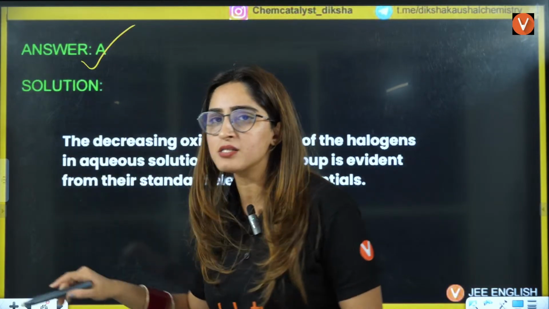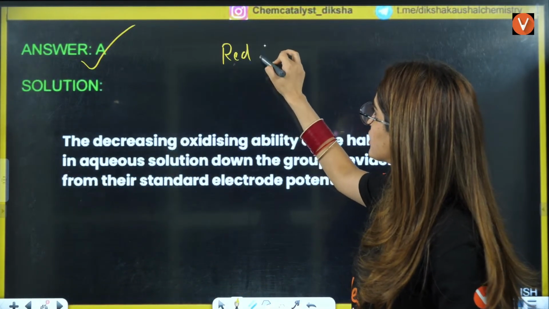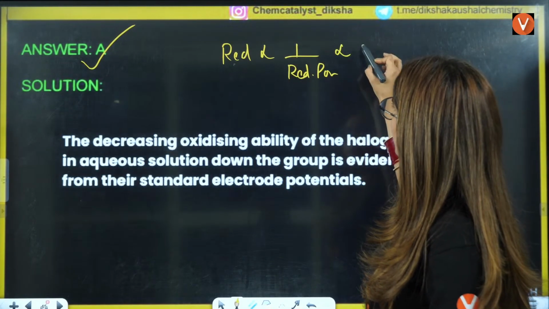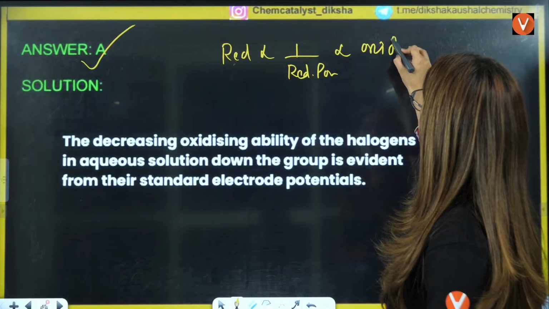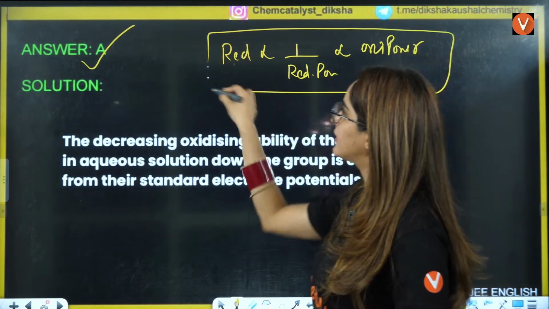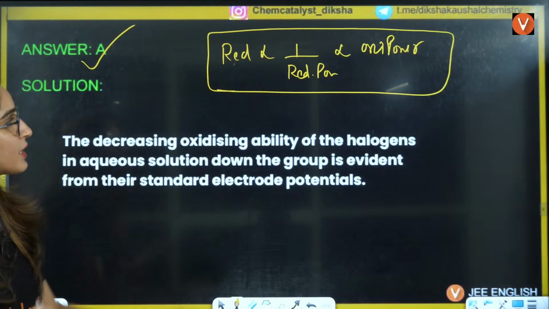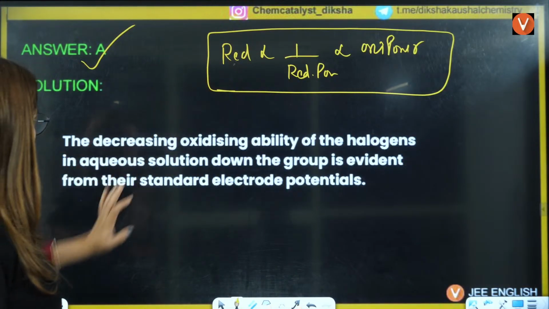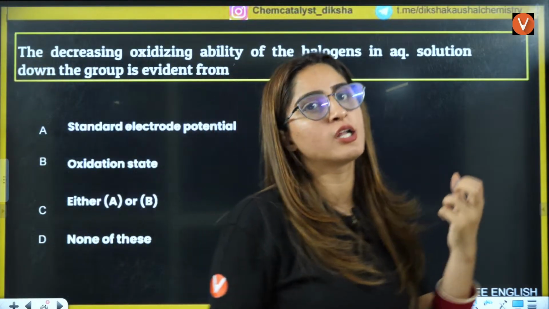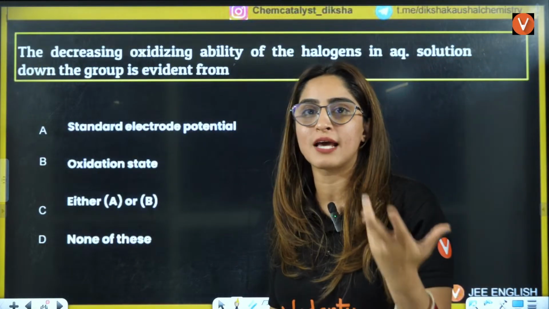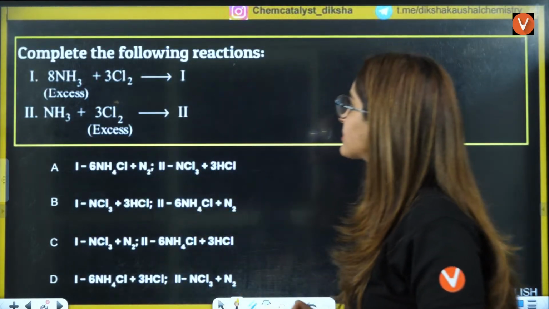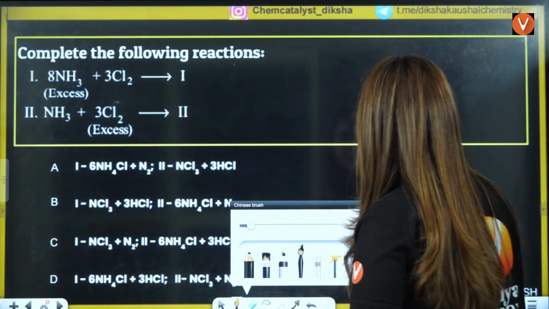So answer will be A, because we know that reduction potential is inversely proportional to reducing power and directly proportional to oxidizing power. So that will all be interrelated with each other. That is why the answer will be standard electrode potential, whether it's reduction potential or oxidation potential, that will tell you the oxidizing and reducing power here. So A is the correct answer.